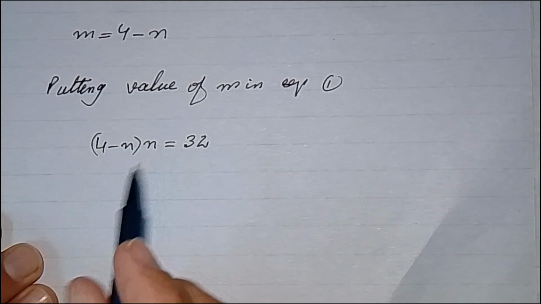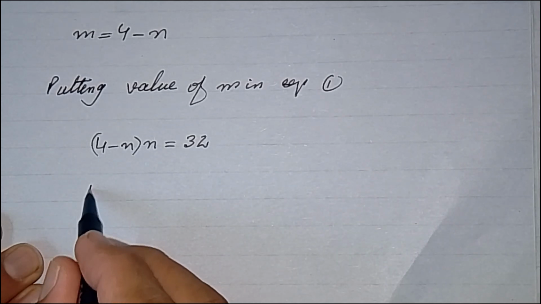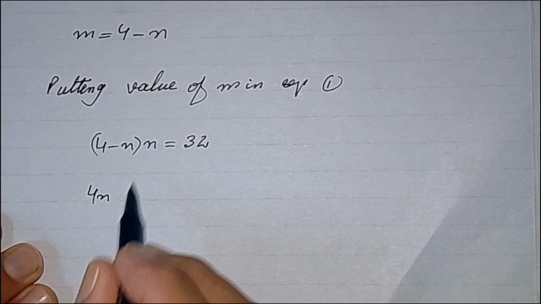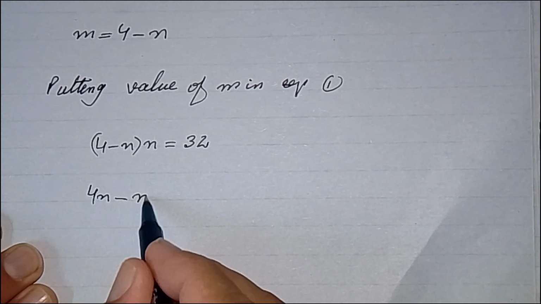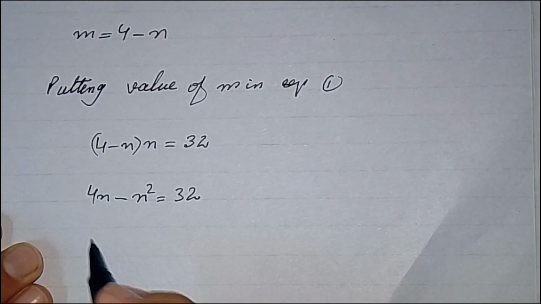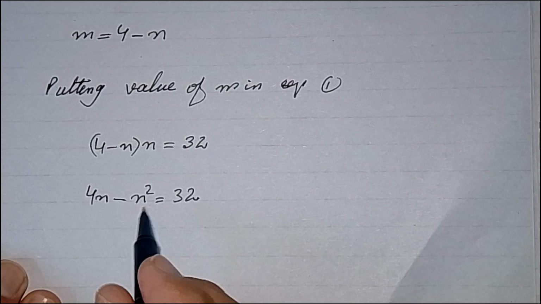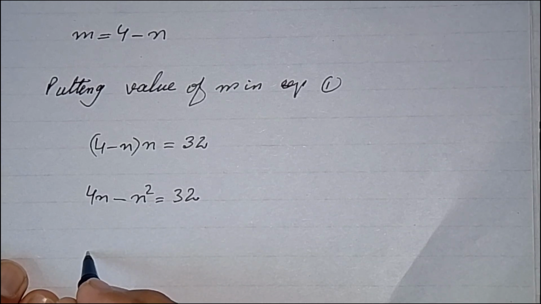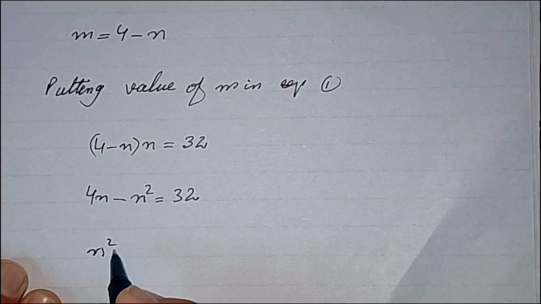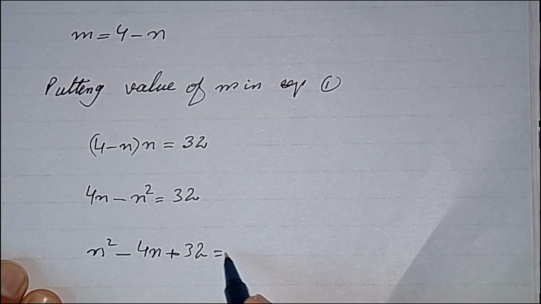Now we open these brackets. 4 into n is equal to 4n, minus n into n is equal to minus n square, is equal to 32. Now rearrange this equation: n square minus 4n plus 32 is equal to 0.